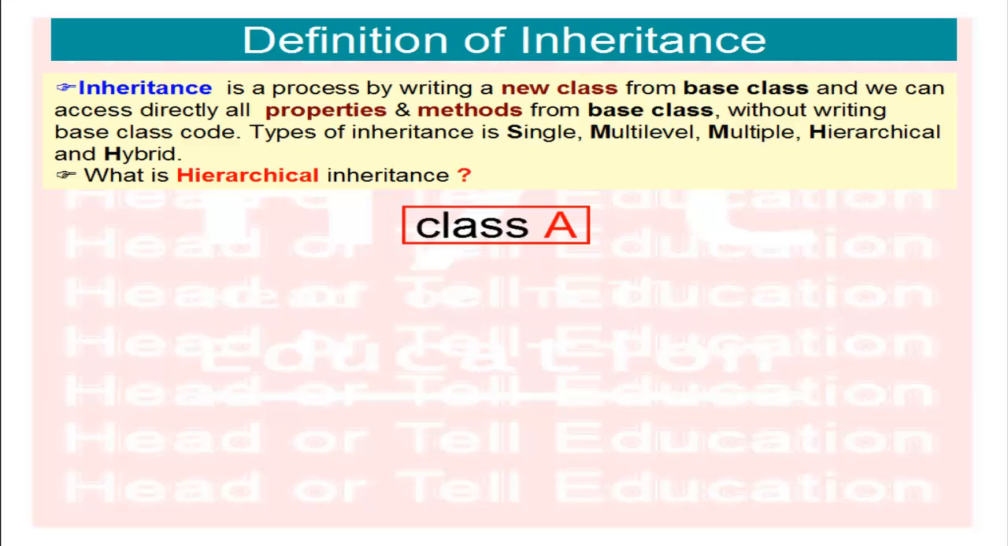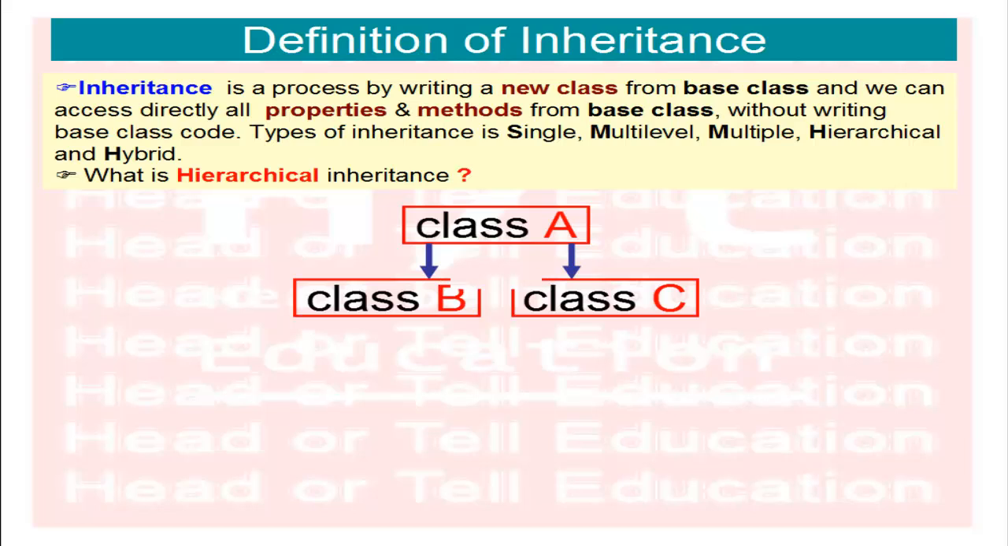Types of inheritance are single, multi-level, multiple, hierarchical, and hybrid. So today we are discussing hierarchical inheritance. Suppose we have one class named A. Then we derive two more classes from class A. The new derived classes are class B and class C.